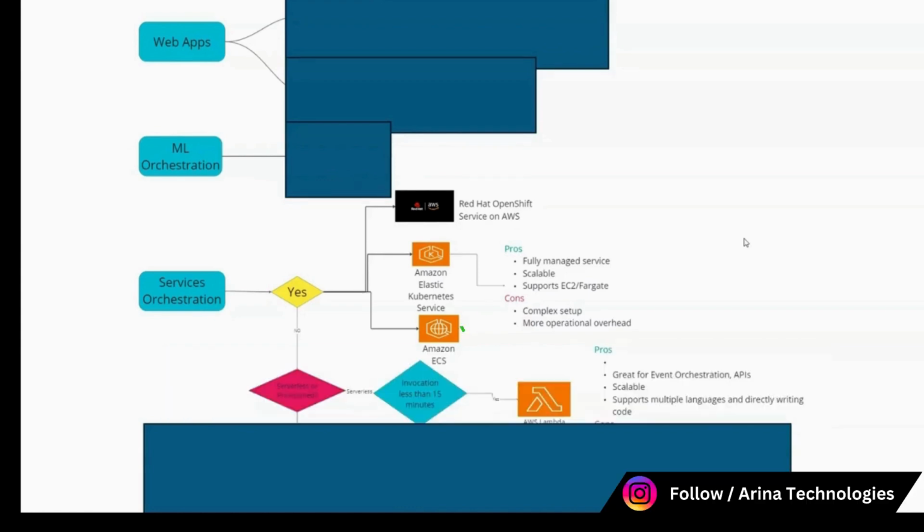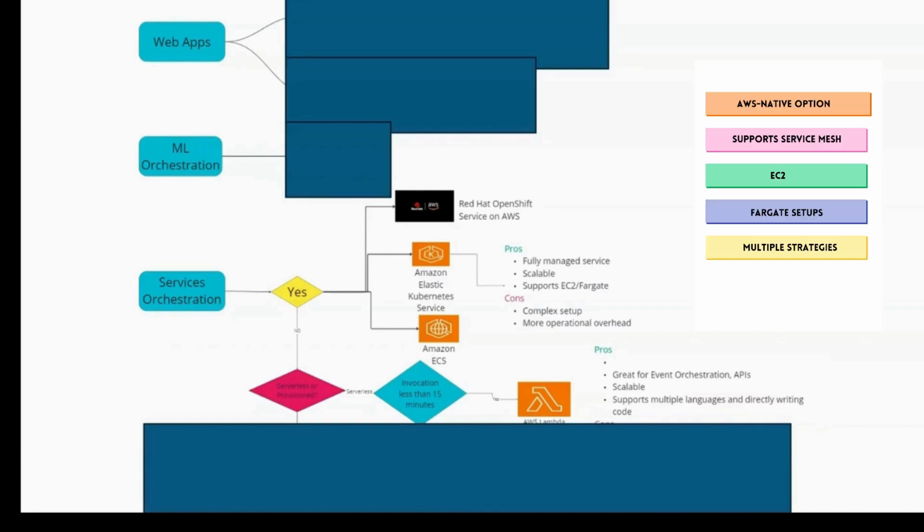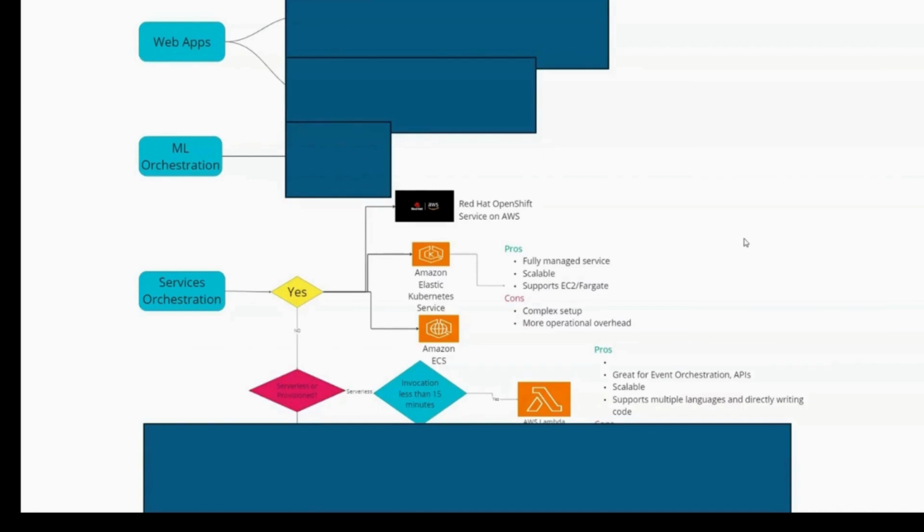The other option is ECS. ECS is the AWS native option, which stands for Elastic Container Service. In this, you can go with the service mesh as well, or you could set up EC2, using Fargate as part of the setup. You could go with multiple strategies, using capacity provider as part of the setup. It's a pretty popular option. Some organizations that want to be just AWS native use it a lot.